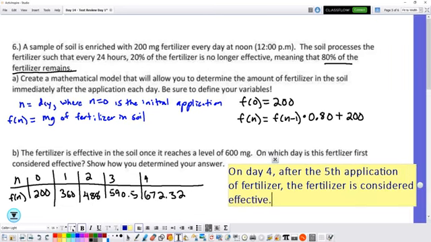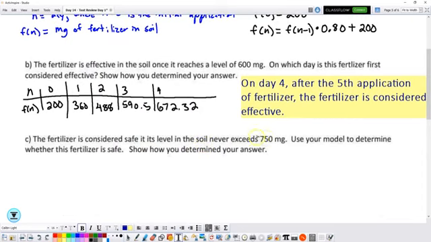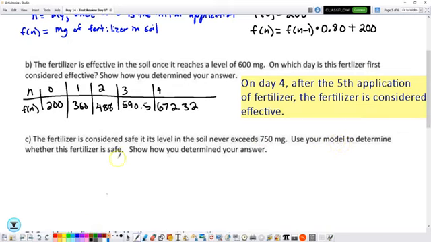Now, letter C says, the fertilizer is considered safe to use as long as it never exceeds 750 milligrams. Use your model to determine whether this fertilizer is safe. So what I'm going to do is continue my table from up here, and I'm going to recopy that last value. Let's keep hitting enter a few more times, and let's see what we get.